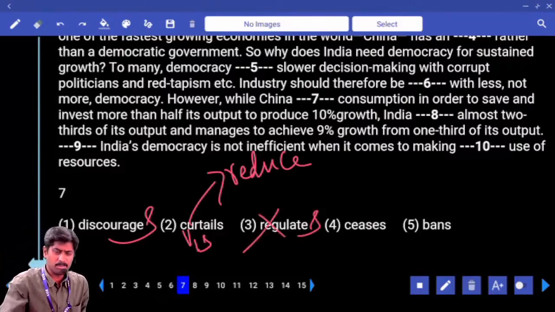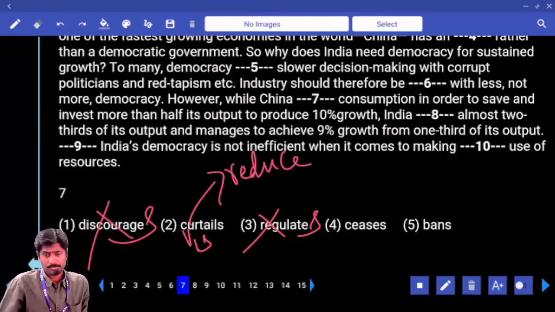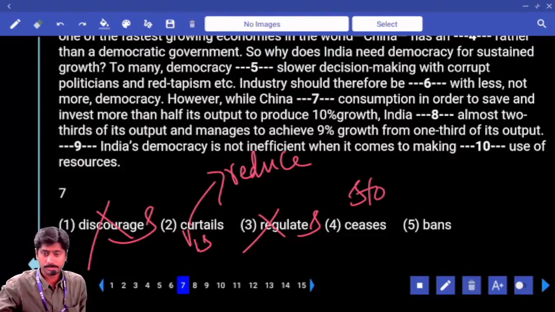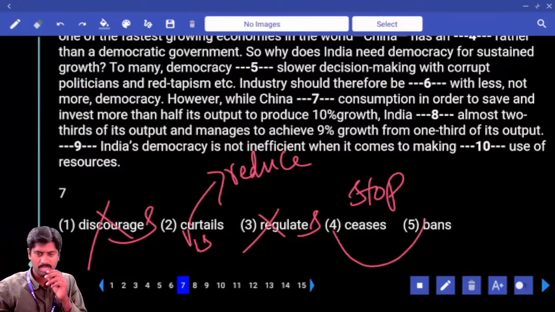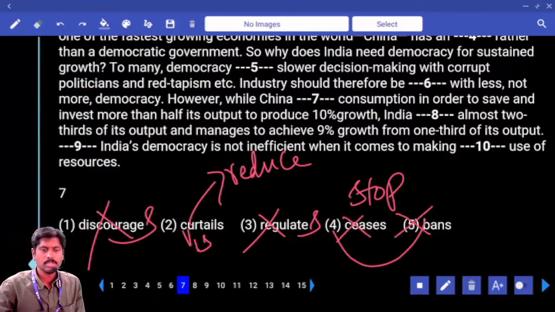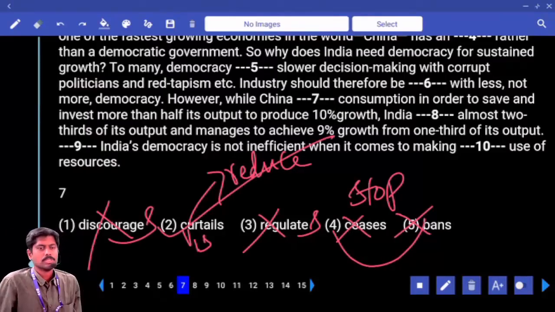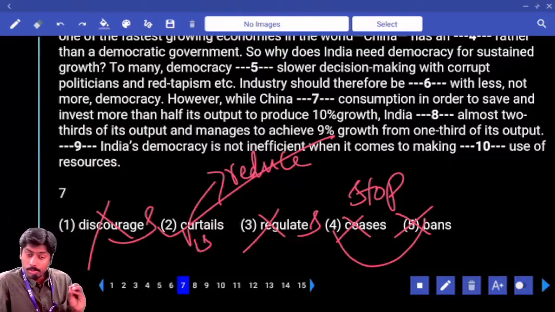Regulates is needed, grammatically not possible. Seize means, options 4 and 5 have the same meaning, stop, ban. Answer is the second option. Curtail means reduce. China reduces consumption. Why? In order to save and invest more than half of its output to produce 10% growth. So to produce 10% growth, China is reducing consumption.